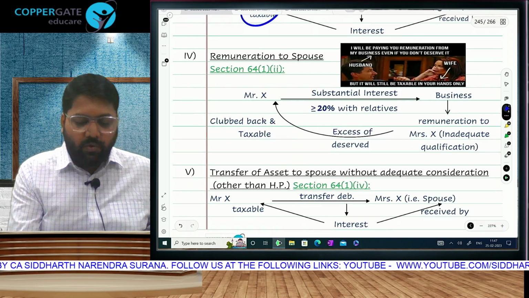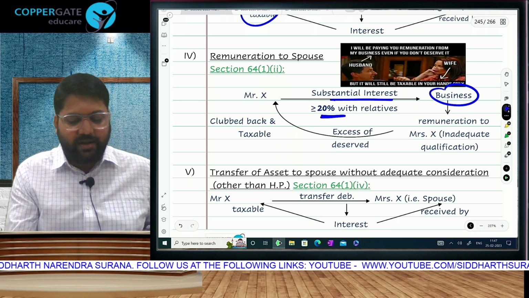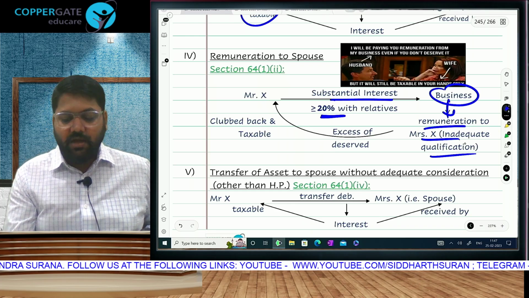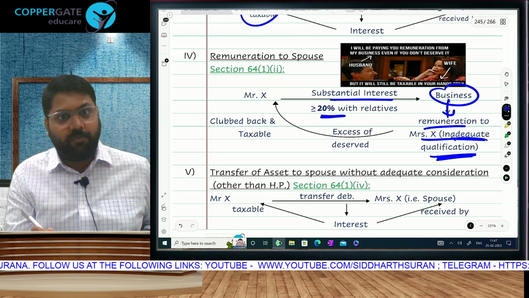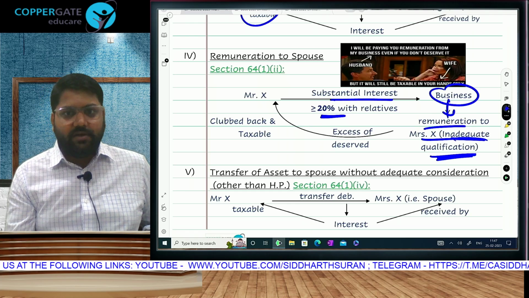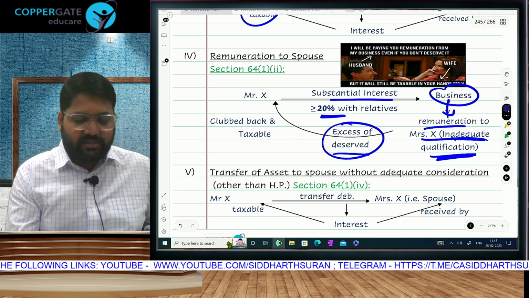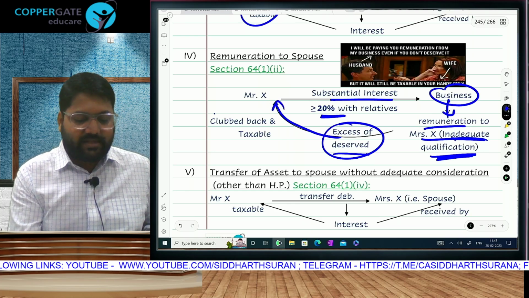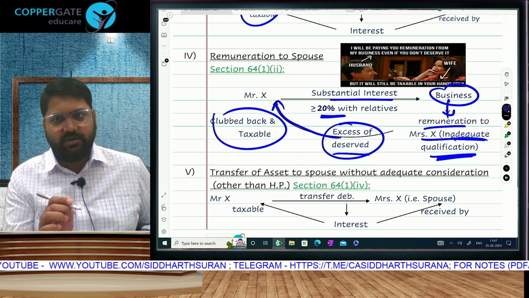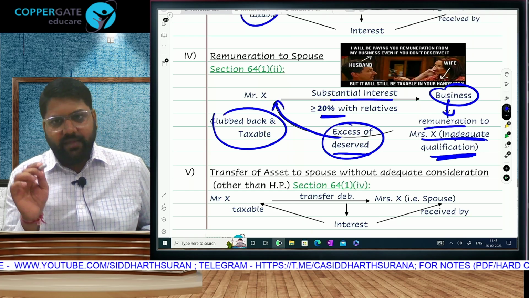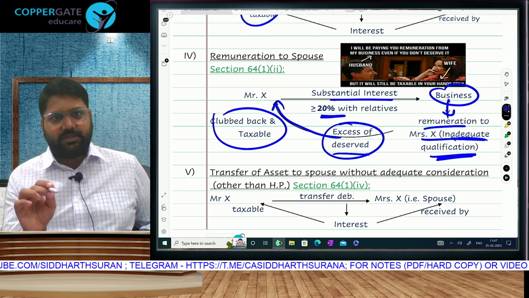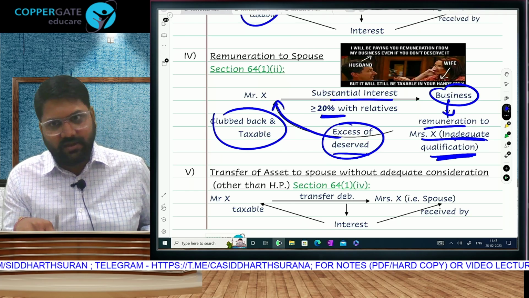Next, whenever you have substantial interest in any business, that is 20% or more ownership, and from that business remuneration is paid to your spouse and the spouse does not deserve it, that is more important. If it is a deserving remuneration, you have to pay. If the spouse does not deserve it, then the excess of the deserved amount will be clubbed, that is taxed in the hands of Mr. X. If you own substantial interest, that is 20% or more along with your relatives, then you can control payments from that organization. You bring the money to your house in the name of your spouse.